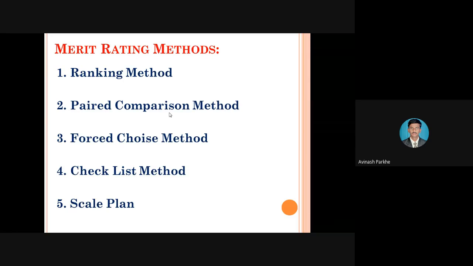In the case of a checklist method, some standard questions are defined, and based on those questions, the ratings will be given to the operator, where the operators or workers give the answers, and based on their answers, the ratings will be given. And the last method is called the scale plan.